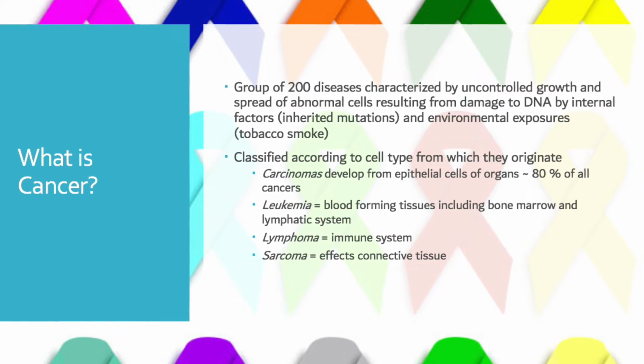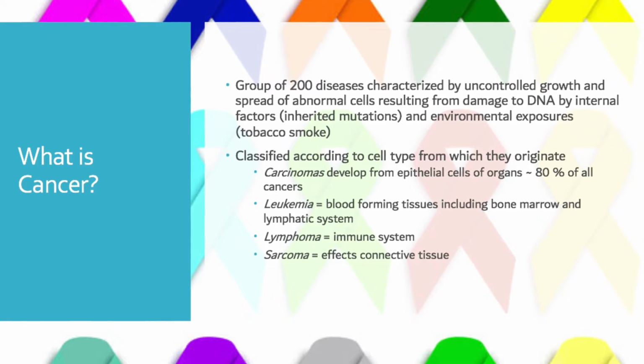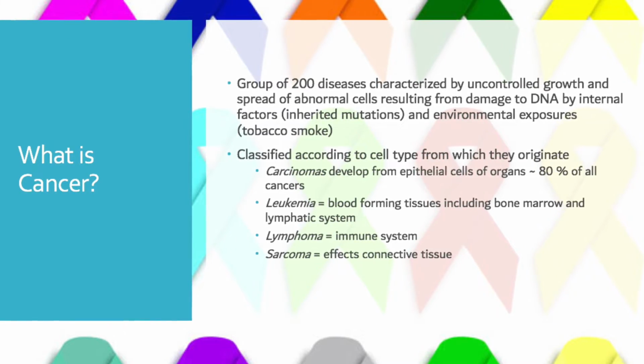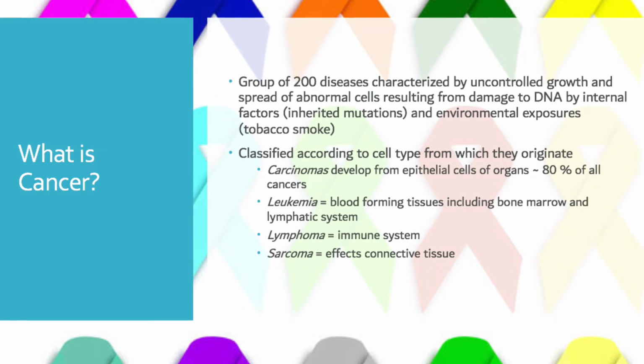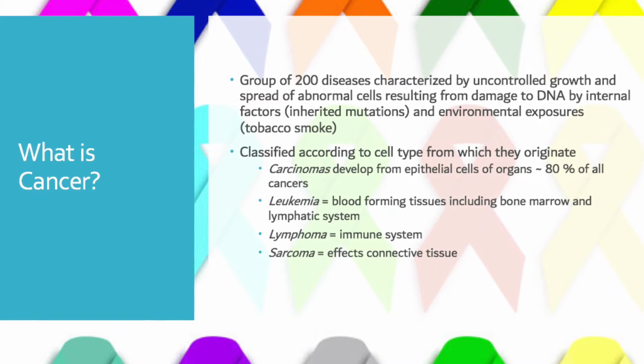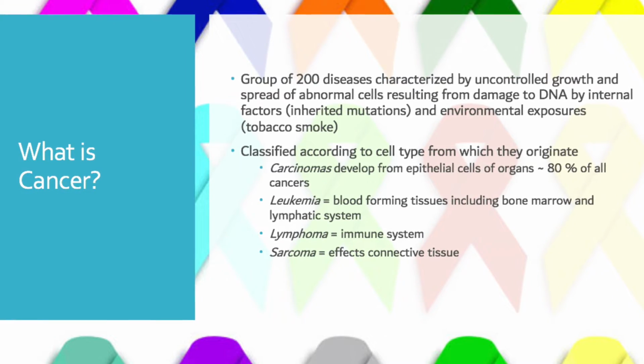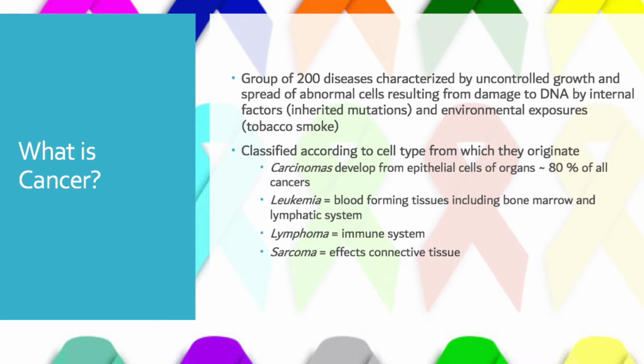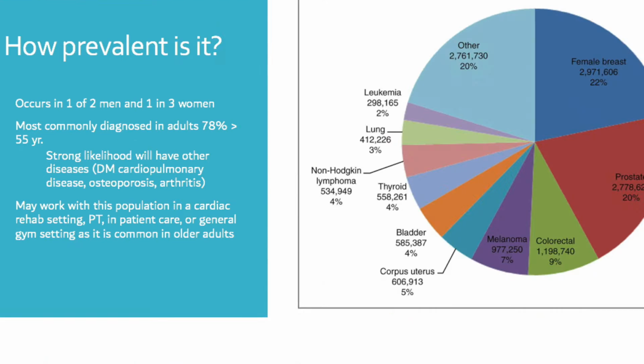Carcinomas, which account for about 80% of all cancers, develop from epithelial cells of organs. Leukemia occurs in blood-forming tissues including bone marrow and lymphatic system. Lymphoma includes the immune system, and lastly, sarcoma affects connective tissue.